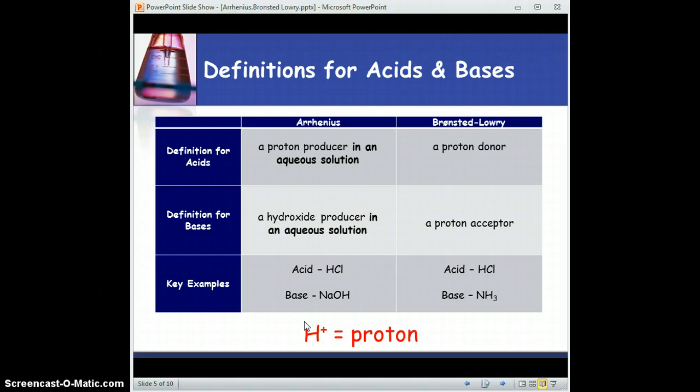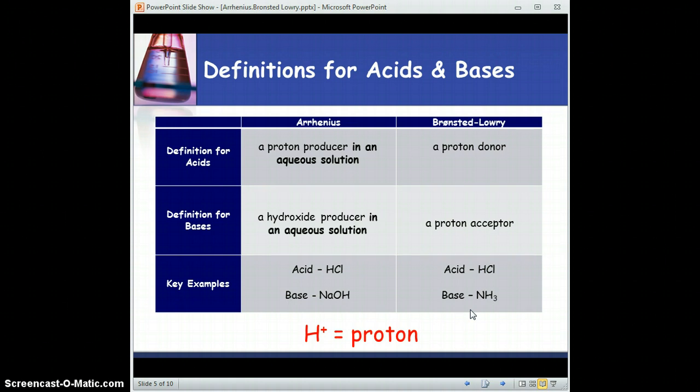Let me talk a little bit about why there are two definitions before I move on. Arrhenius was an older scientist. He had some basic ideas about acids and bases, but Bronsted-Lowry is the more recent and the more accepted version of our definition of acids and bases. The main reason is that NH3, ammonia, is now considered a base, when in the past it would have been considered an acid. That is pretty much the key distinction you need to make here.